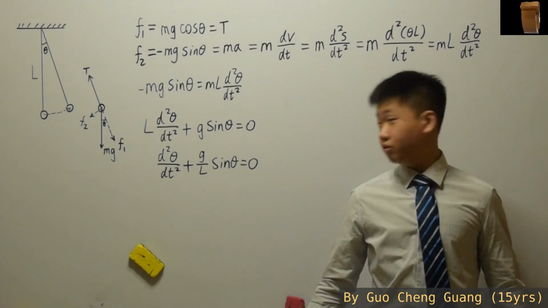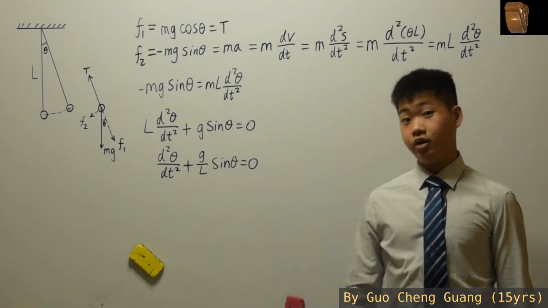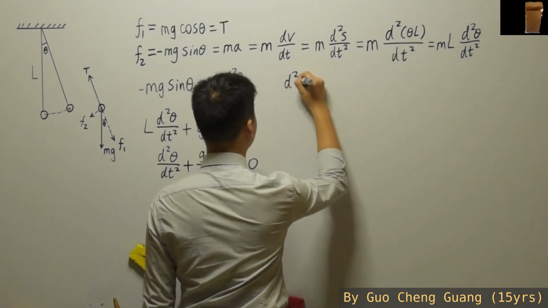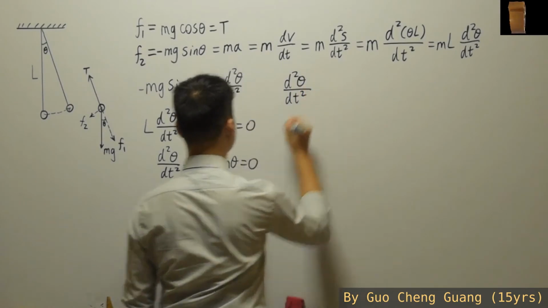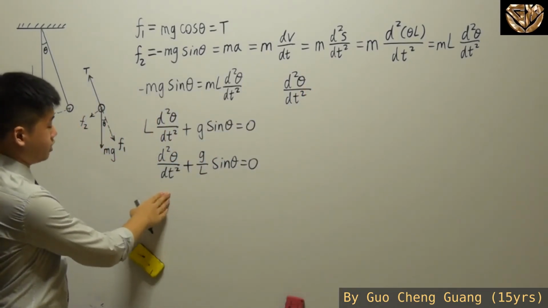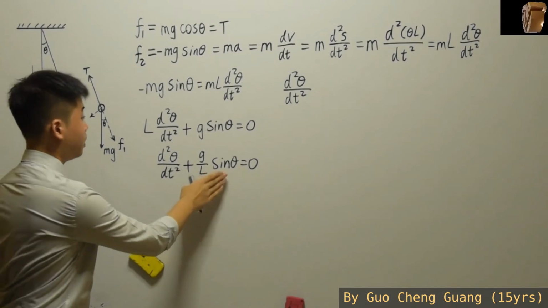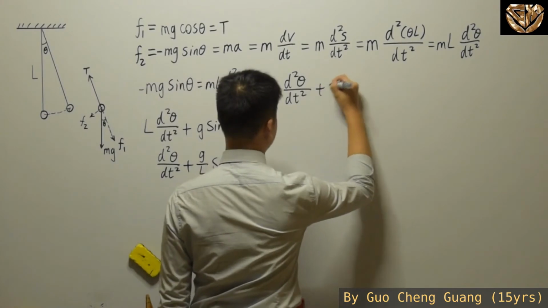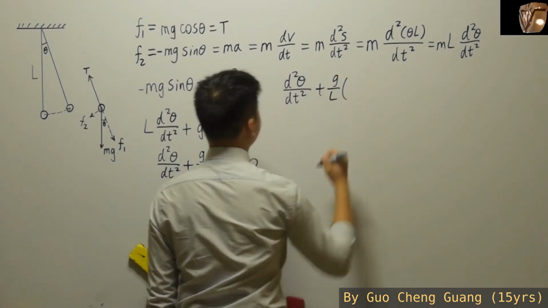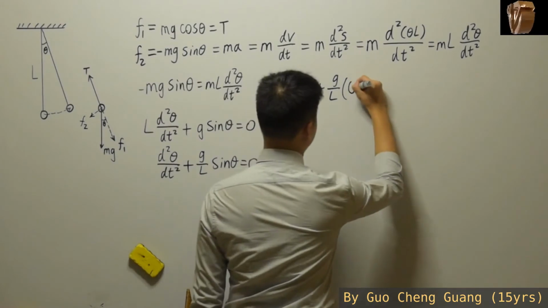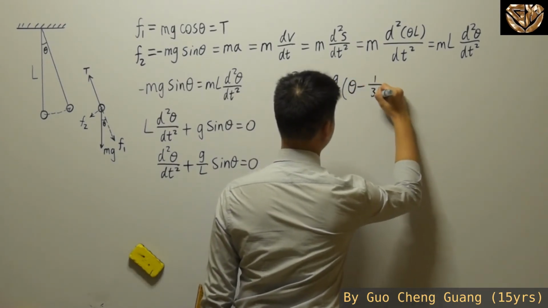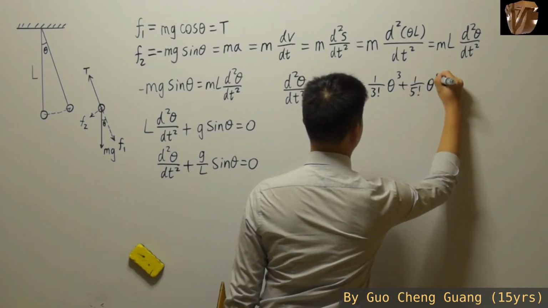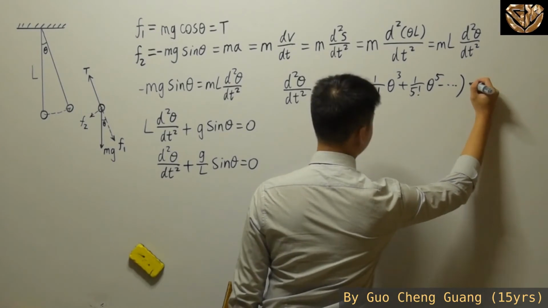You might not know how to solve it. Now, is there any other way we can get out of this? One way to fix this problem is, with your angular acceleration, you leave it as the same. G over L, you leave it as the same. Sine theta is where you change it. How are you going to change this? Well, if you have learned Maclaurin series, then you will just change that into theta minus 1 over 3 factorial theta cubed plus 1 over 5 factorial theta to the power of 5, and so on.